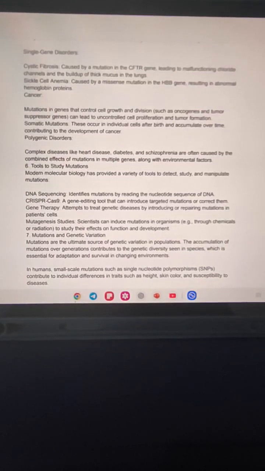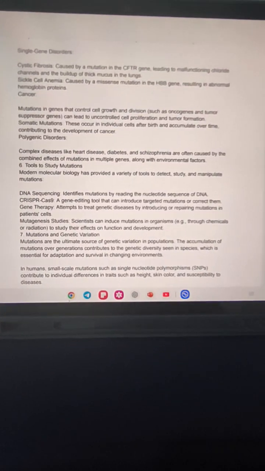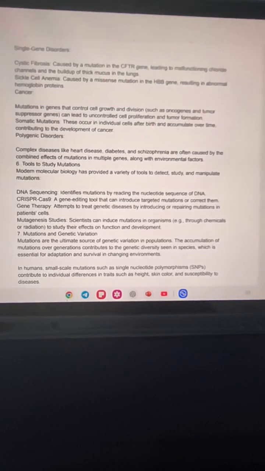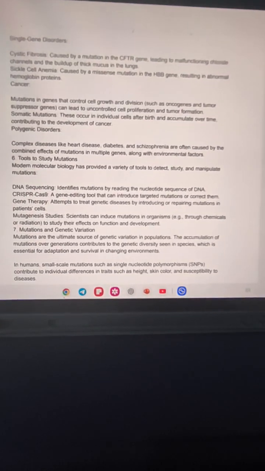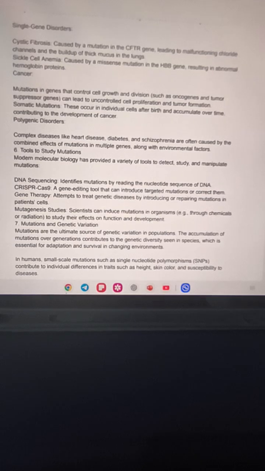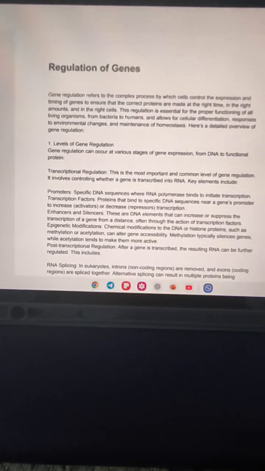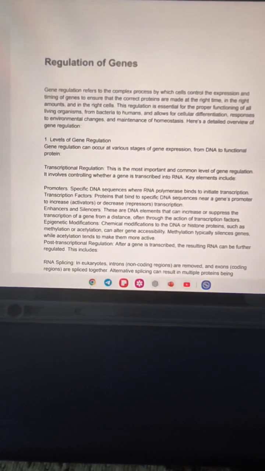In last, I want to conclude that mutation can be reversible or maybe irreversible in many cases. My other topic is regulation of gene.